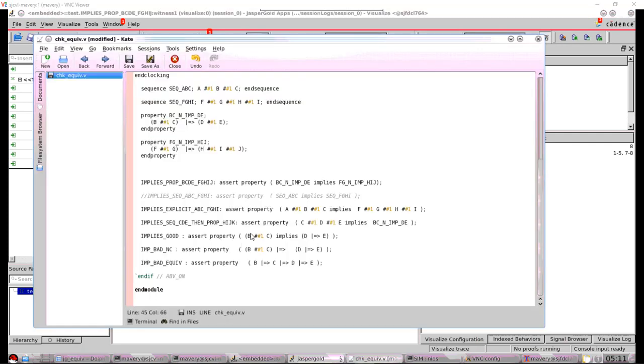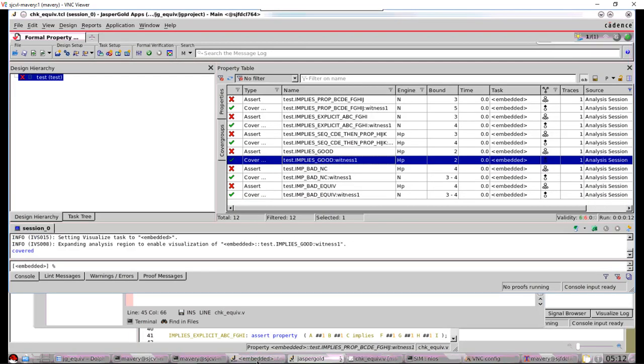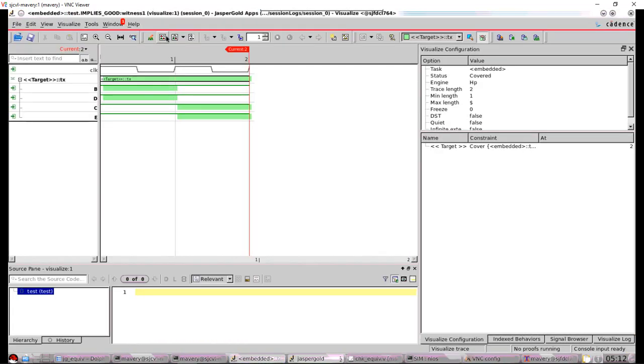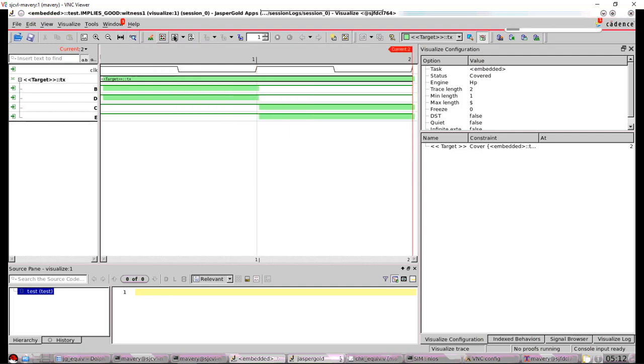Now let's go and look at these two properties. B followed by C implies I have the property D implies next cycle E, and contrast that with the one where we just replace the word implies with the sequence implication operator. So that's implies good and implies bad next cycle. So implies good. This is what I'm expecting to see. I'm expecting this to pass in two cycles. If I click quiet trace here, this minimizes transactions in order just to show the cover passing.